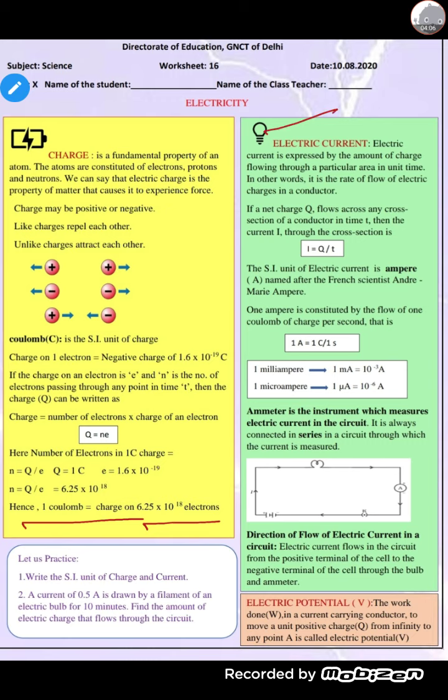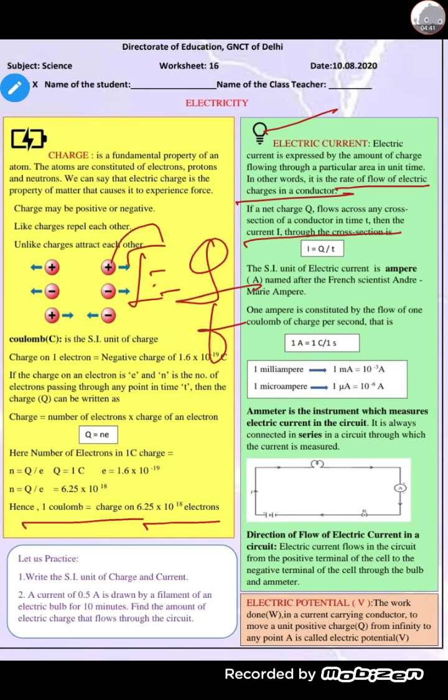Next we have electric current. Electric current is expressed by the amount of charges flowing through a particular area in unit time. In words, we can say the rate of flow of charge. In a single sentence, if we define electric current, then we can say the rate of flow of electric charge is called current. If the net charge Q flows across any cross section of a conductor in time t, then the current I through the cross section is I is equal to Q upon t.